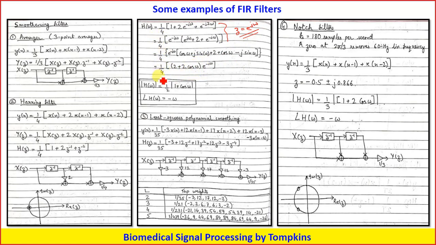H of omega is equal to 1 by 4 multiplied by (2 plus 2 cos omega) e to the power minus j omega. Now, if you go for the modulus of this thing, you get 1 by 2 modulus of (1 plus cos omega). Okay, and the phase of the system is minus omega, right?